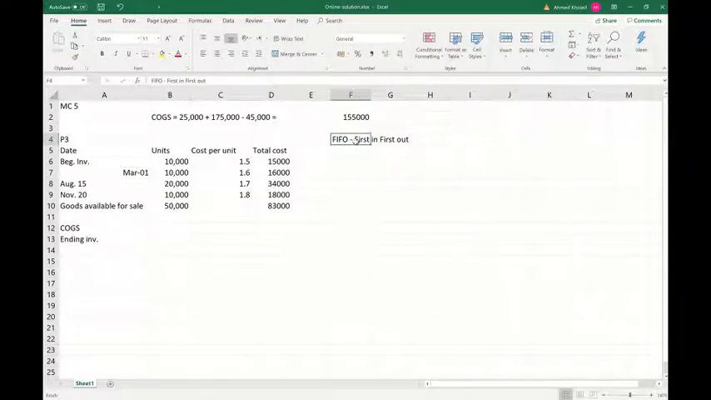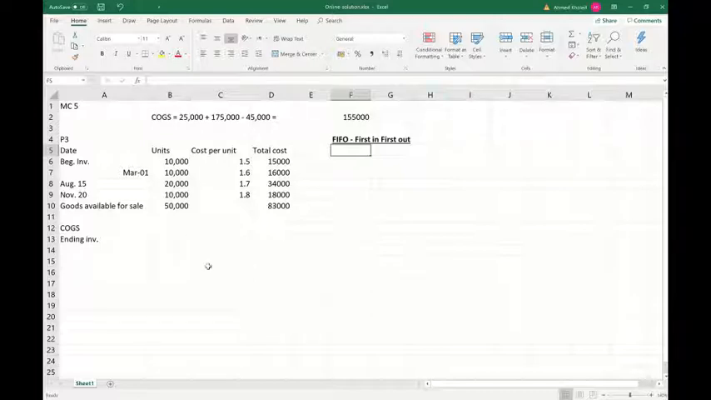Okay. So first in means first purchase, first sold. First purchase, first sold. So the cost of goods sold will be calculated from the beginning. First in, first purchase, first sold.